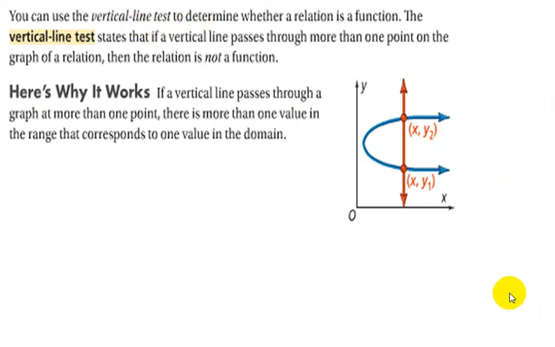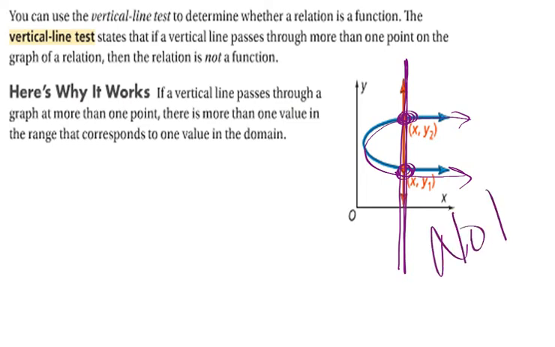The next thing we learned about was the vertical line test. The vertical line test will help us determine whether a relation is a function. It states that if a vertical line passes through more than one point on a graph of a relation, then it's not a function. So look at what they're saying. Here's a graph of a sideways u that goes on forever and ever. And we're going to take a vertical line, pass through it, and we see that it hits this graph in two spots. So because it hits in more than one place, it is not a function. Okay?